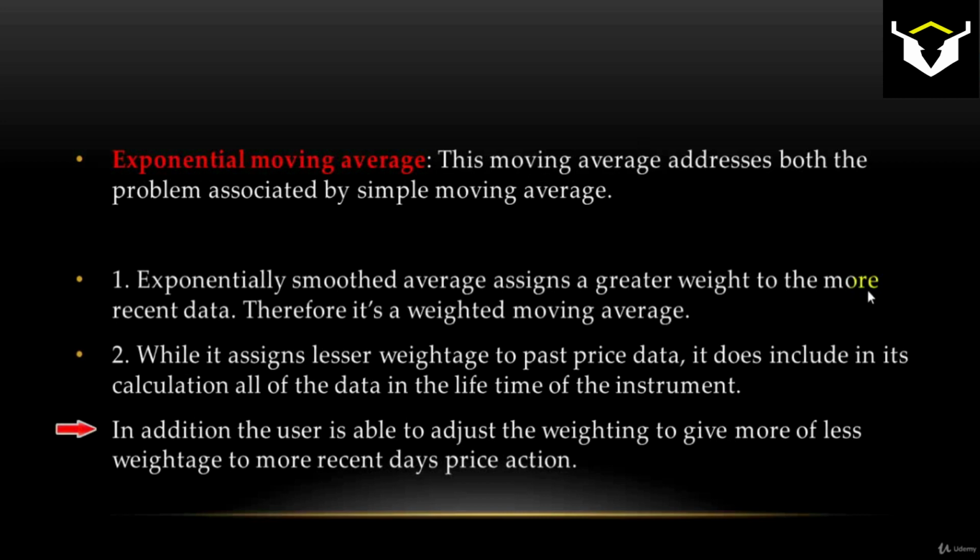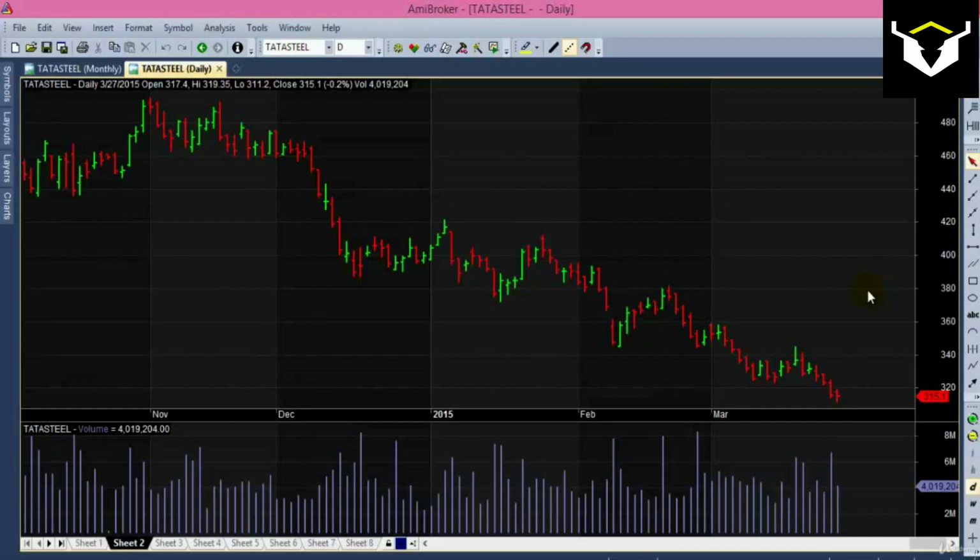In addition, the user is able to adjust the weighting to give more or less weightage to more recent days' price action. Following is a chart of Tata Steel. It seems to be in a downtrend, but let's go ahead and add various different moving averages, for example simple, weighted and exponential moving average, and see how they behave to price action.